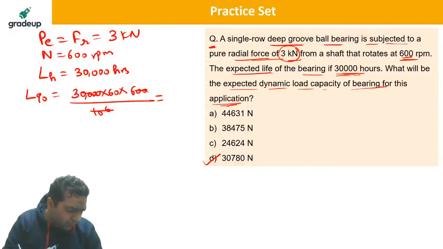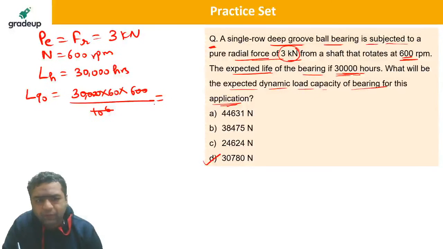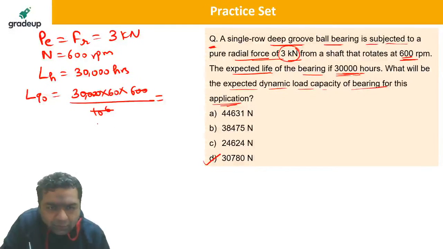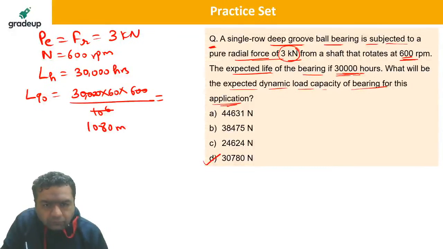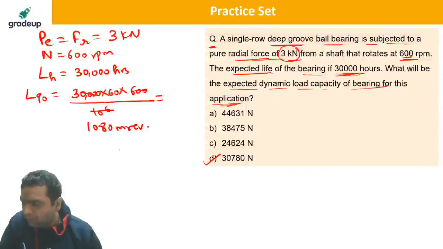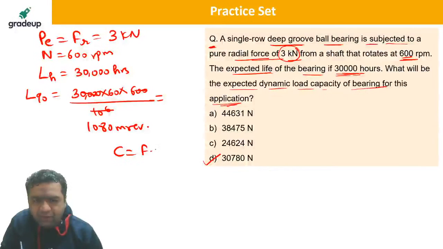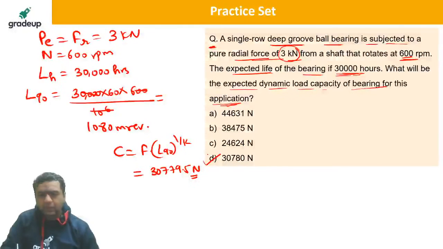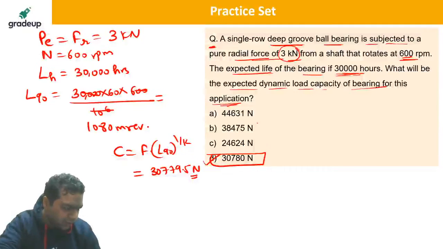Wonderful, guys, wonderful. Good TPM, Shivam, good. Mohit Kundu, good. So when you find L90 or L10, you will get it to be 1080 million revolutions. Then you will find the dynamic load carrying capacity. It will be F into L90 to the power 1 by K. When you solve this, it will be 30,779.5 newtons. So D is the correct answer for sure, guys.